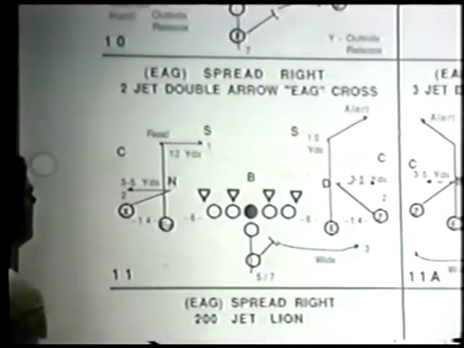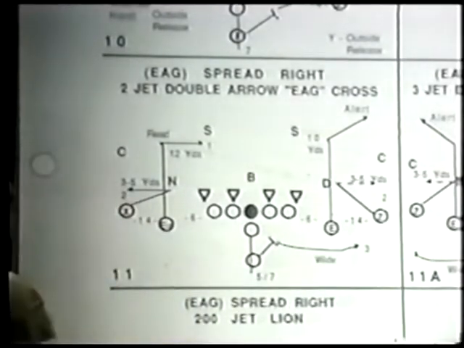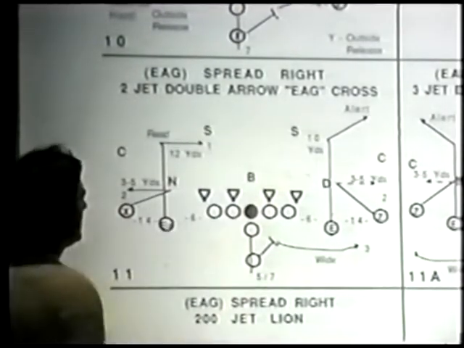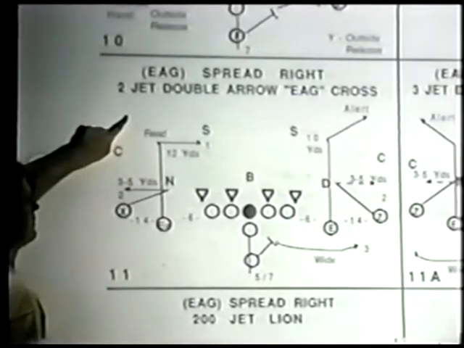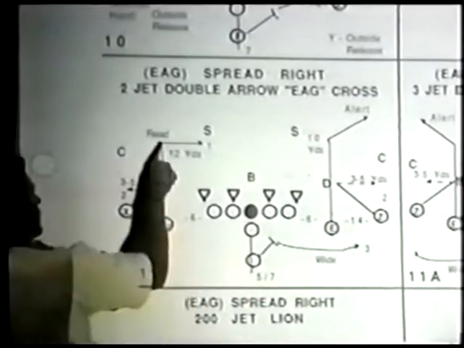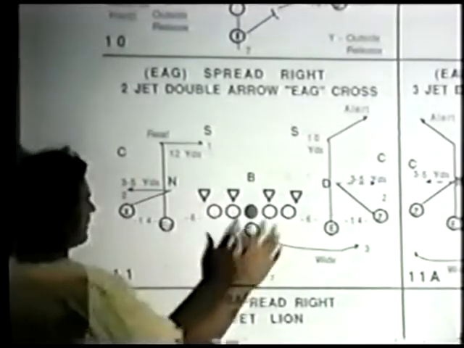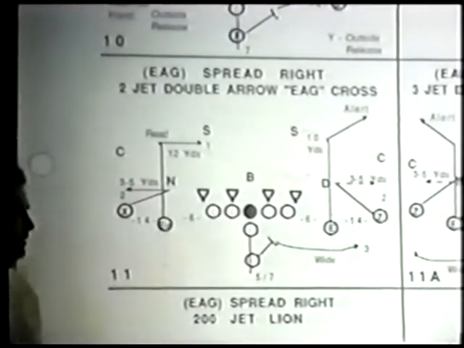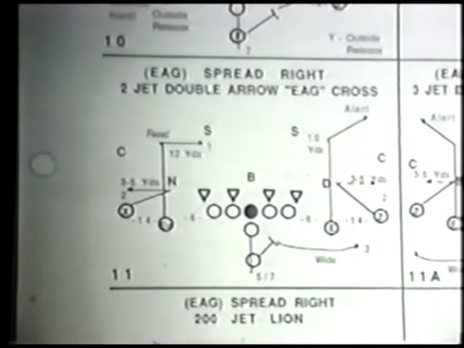All right, now, spread right. 4 wide, spread right. 2-jet protection, double arrow. If we were going to run this guy on an arrow combination, it's a corner and an arrow up. Corner and an arrow up. That would be double arrow. But we're going to change the eagle. I think now you'll be the eagle guy, right? We'll change.